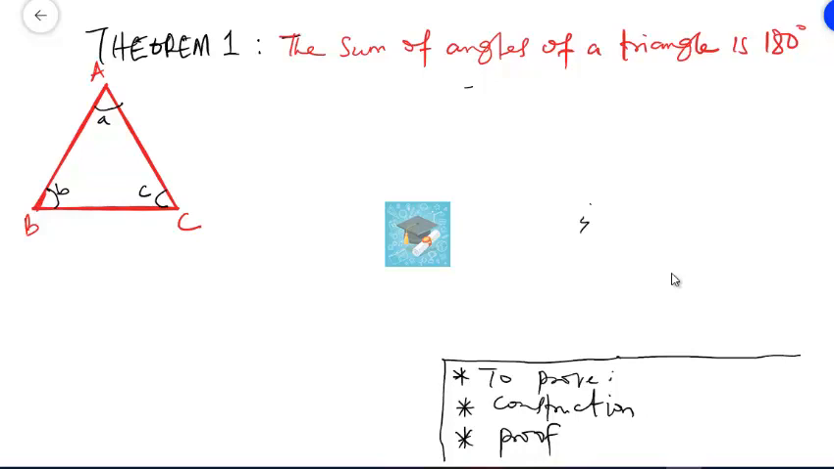This allows you to add lines. You can add any shape, any imaginary shape, just to prove your theorem, but you must know what you want to prove.